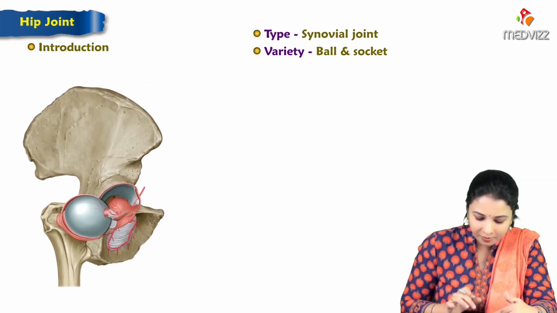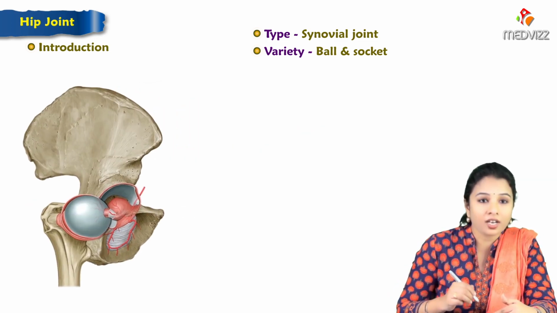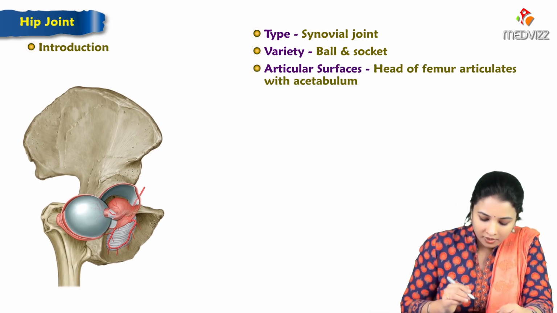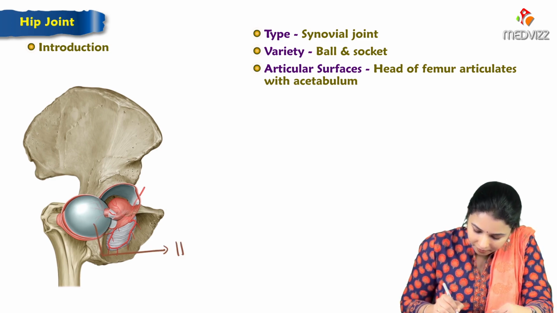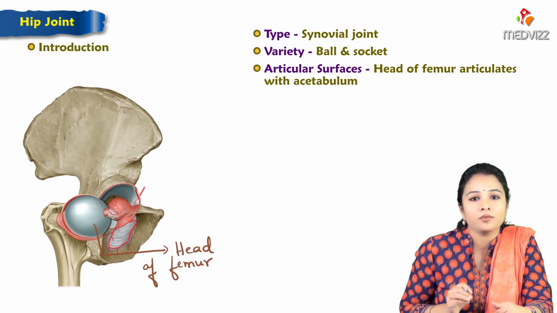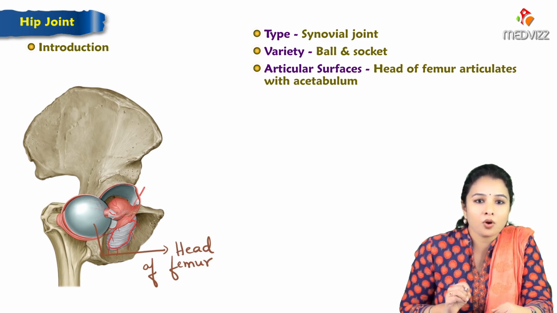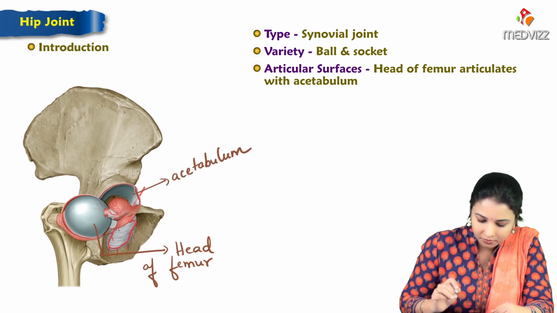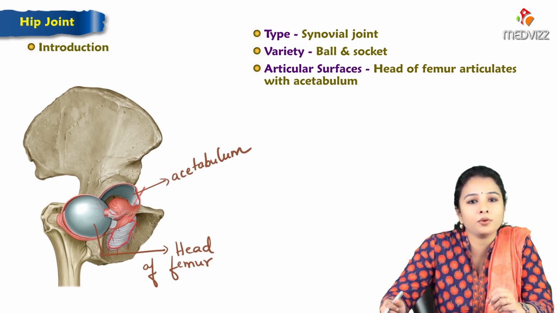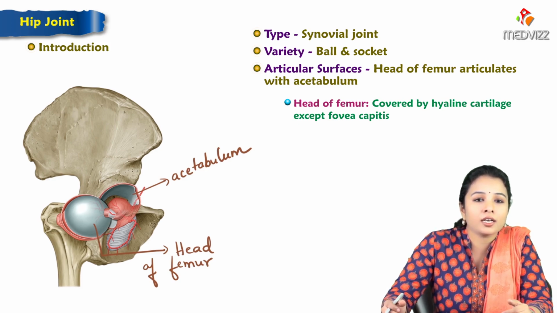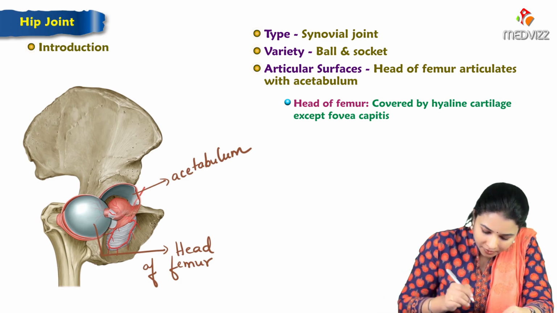Here the hip joint is exposed showing the articular surfaces. First we shall do the articular surfaces. We can see the head of the femur, which articulates with the acetabulum of the hip bone. The head of the femur is covered by an articular cartilage, which is the hyaline cartilage, except at the fovea capitis.